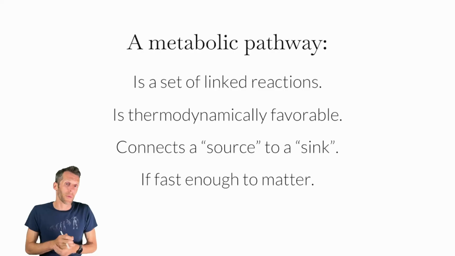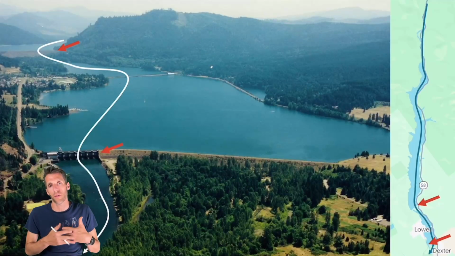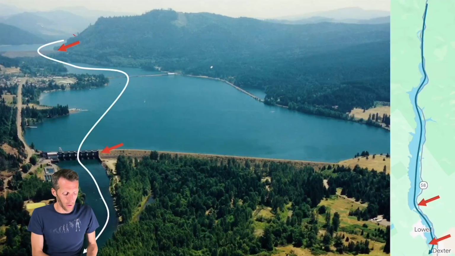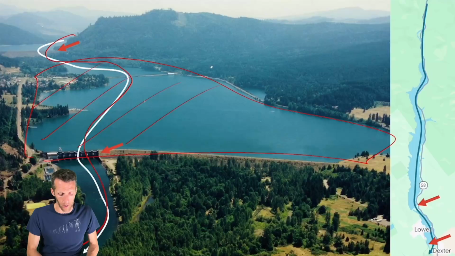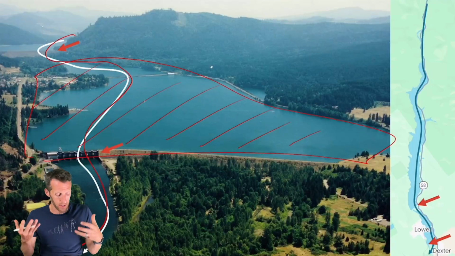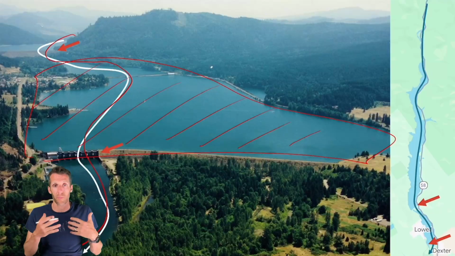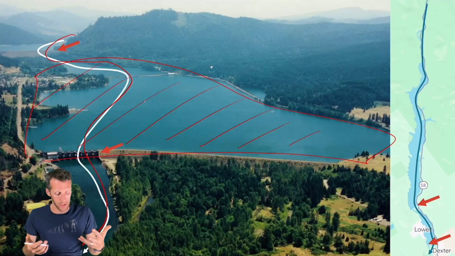Another feature of metabolic pathways is they always connect a source to a sink. And we saw this when we were talking about the definition of metabolism and things like steady state. So if we think about water flowing down a river and filling up a dam in the middle, this right here might be a step in our metabolic pathway. This is Dexter Reservoir, right? So it's full of water filled to a particular depth.